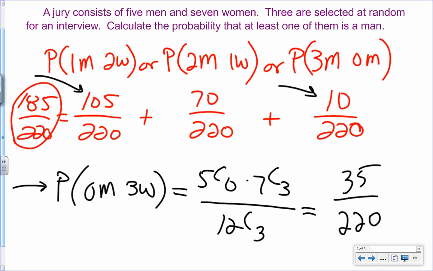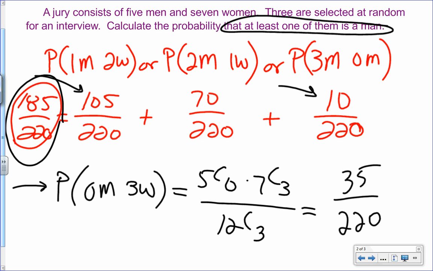So if 0 men and 3 women is 35 out of 220, that is the only option that is not covered by the others. So what we can do is take 1 minus that, and the 1 we would choose in this case is 220 over 220, correct? So we would take 220 over 220, subtract 35 over 220, and we would get 185 over 220. Are we clear on that? So you have to read the problem, find out what information you have already, and which way is going to be quicker for you. Any questions on that?